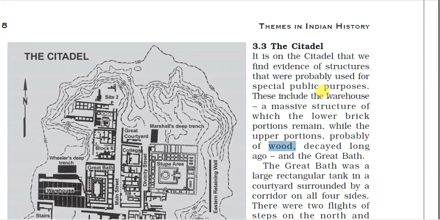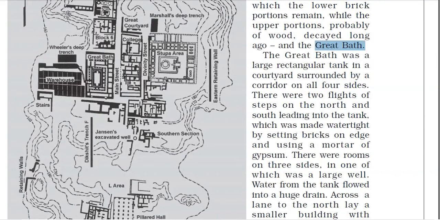So warehouse only in ruins, some part of it here and there remains, but Great Bath has been discovered very clearly in the site of Mohenjo-daro. What was Great Bath and what was it used for? Now, what is it in structure? It is a large rectangular tank. So it is filled with water, therefore known as the Great Bath. So imagine a large rectangular tank filled with water.